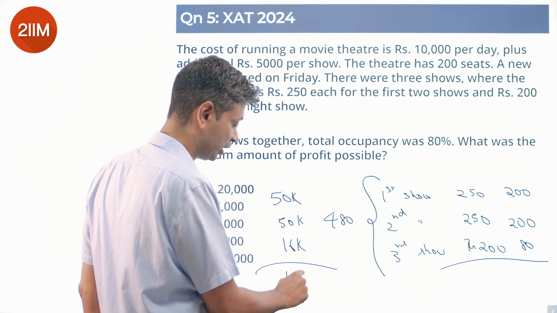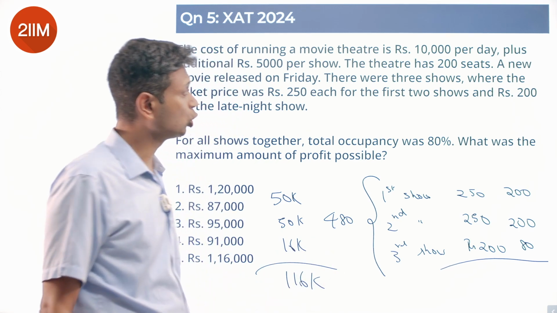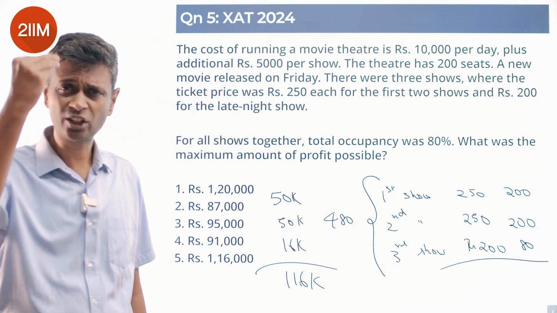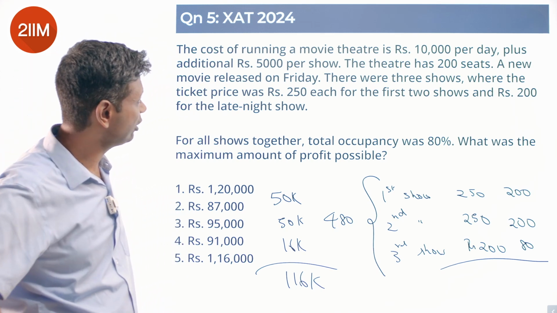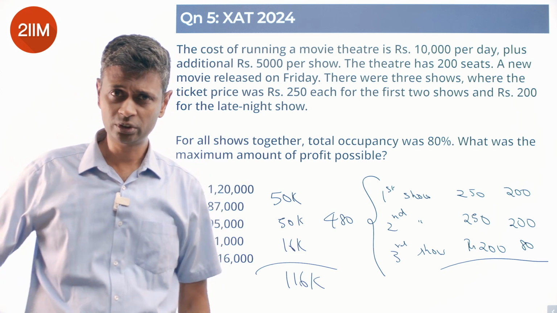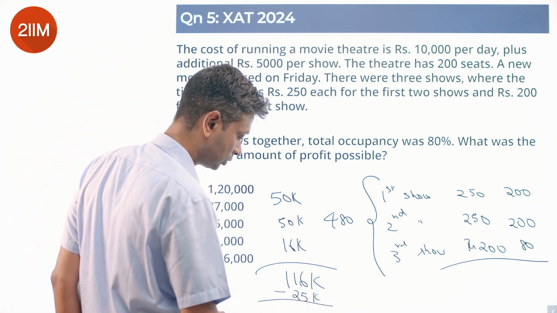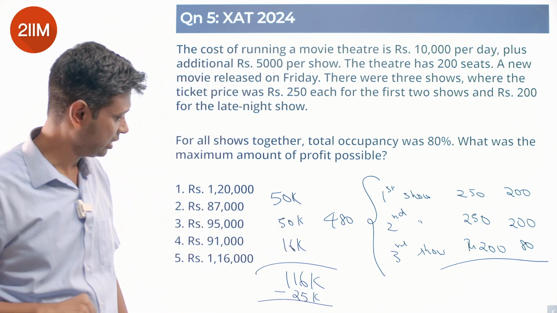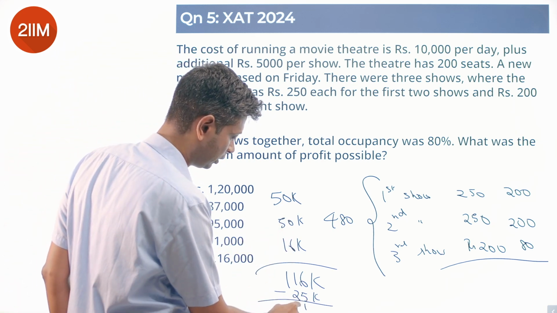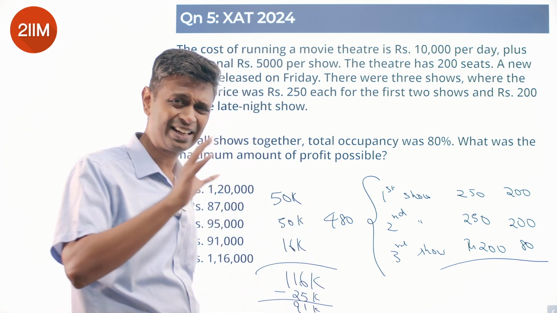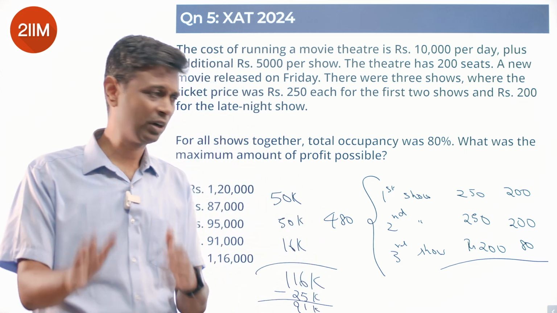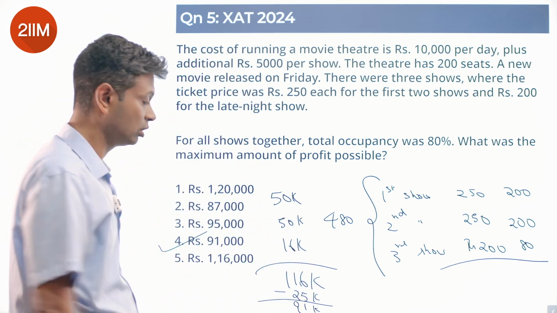Total revenue is 116,000. Total cost, 10,000 per day is the cost and then 5,000 per show, 3 shows, 15,000. So add all of the above. From this subtract 25,000. Whatever that number, that's the profit that can be made. This is 91k. I'm using k as a proxy for 1,000. 91,000. Is that there? That's there.